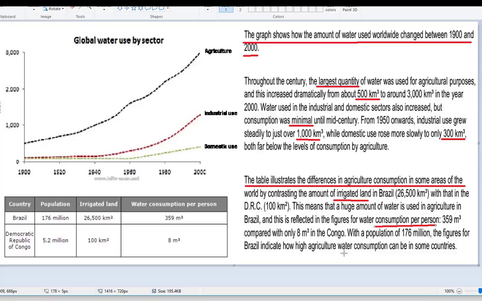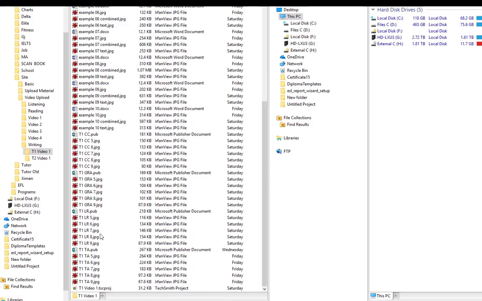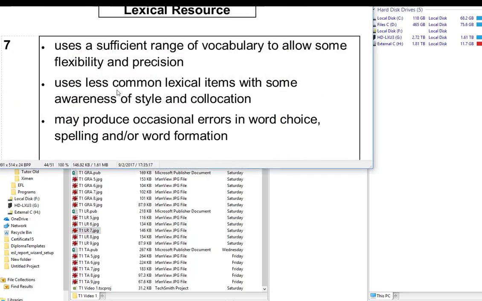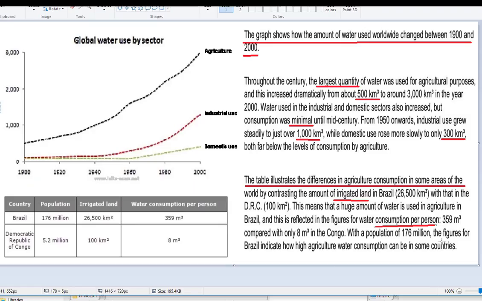The figures for Brazil indicate none of these words here are particularly, let's pull up the vocabulary here. None of them are particularly less common. So why include very obvious information? It's just irrelevant. Actually, this is not really information. These are your own thoughts. But why include this if you're not going to be using some, let's say, less common vocabulary? So, problem is population for the DRC is not mentioned.